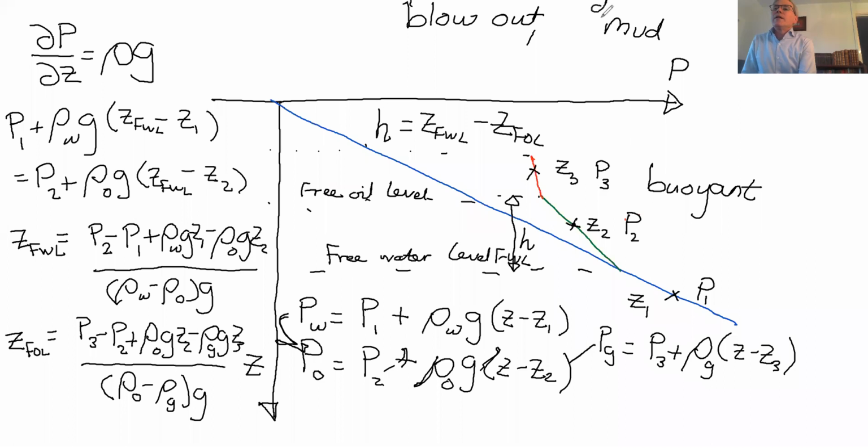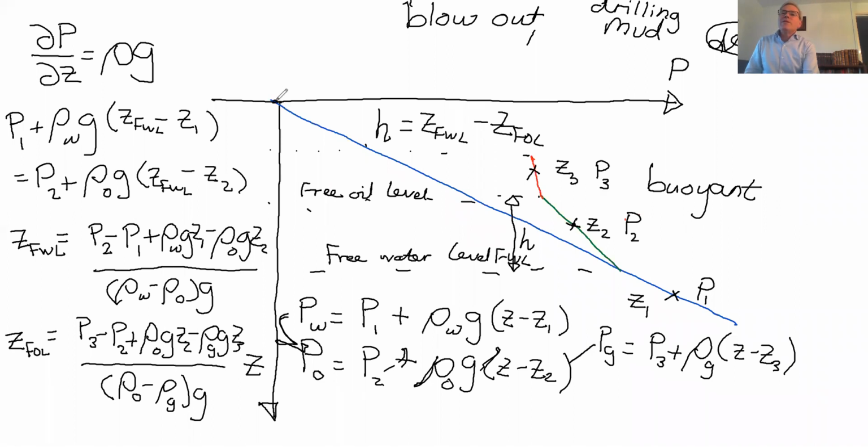Now, we mentioned drilling mud before. A drilling mud is something that would lubricate the bit, carry away the cuttings, keep it cool. But the main thing about a drilling mud is that it's dense. It's a dense fluid. So what does that mean in this diagram?